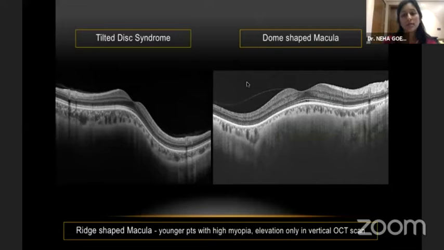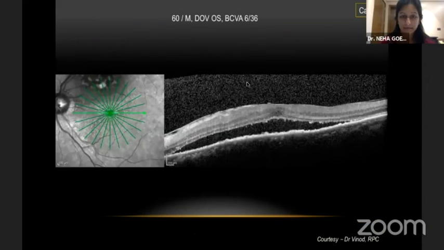But the shape of the dome is more circular in dome-shaped macula, whereas it is more eccentric in a tilted disc syndrome. Another condition which should be kept in mind is a ridge-shaped macula seen in younger patients with high myopia, where the elevation is only seen in the vertical scan.